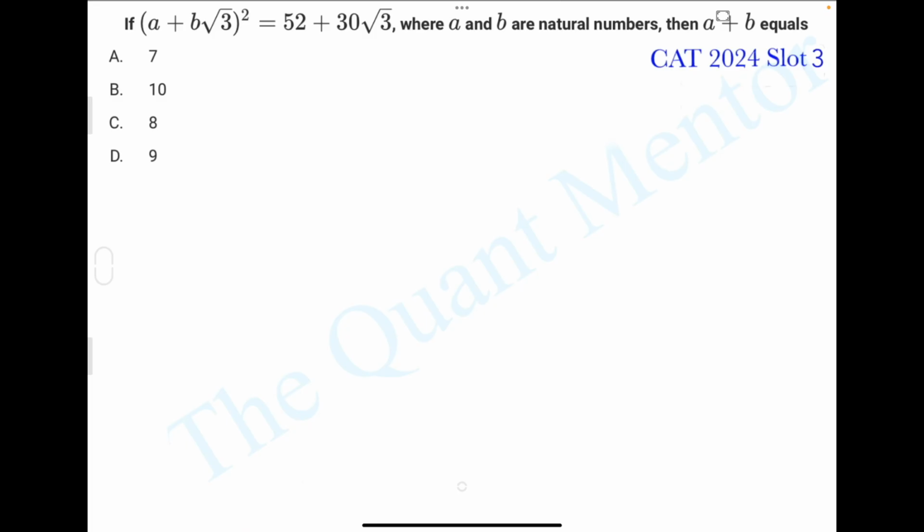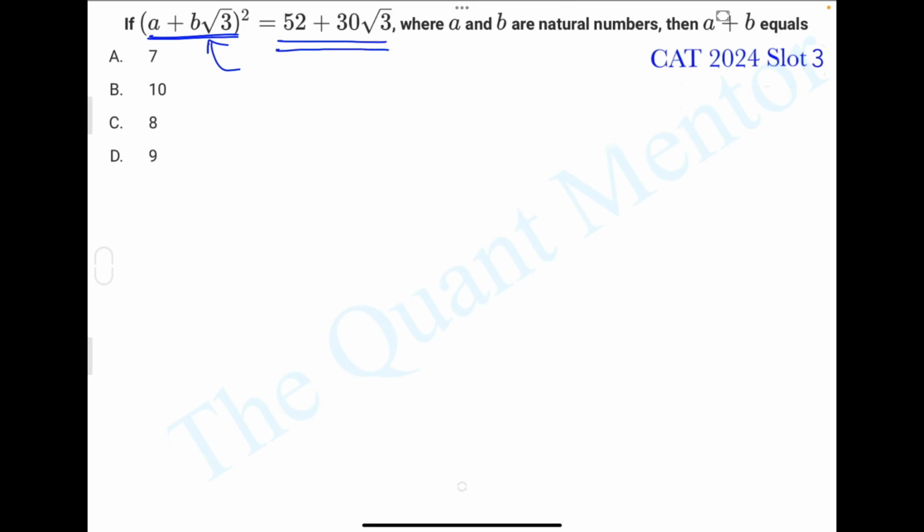So the question says (a plus b root 3) the whole square is 52 plus 30 root 3, where a and b are natural numbers. Then a plus b equals. Alright, interesting question. The left hand side is of the form (x plus y) the whole square, which is nothing but x square plus 2xy plus y square, right?